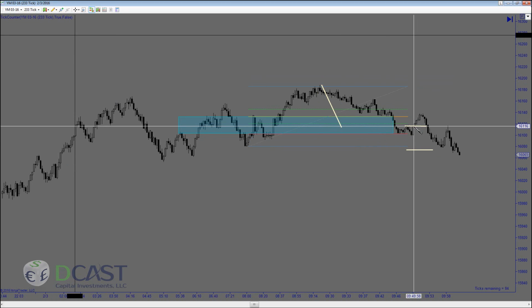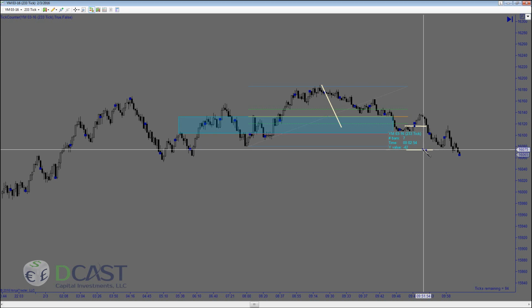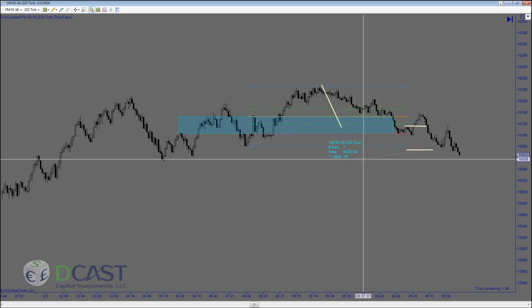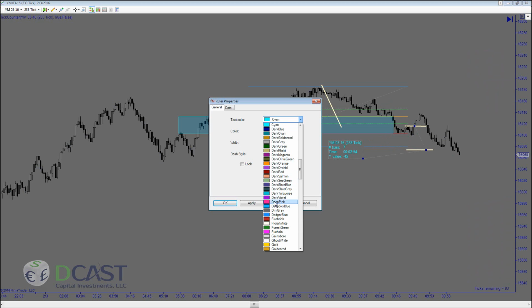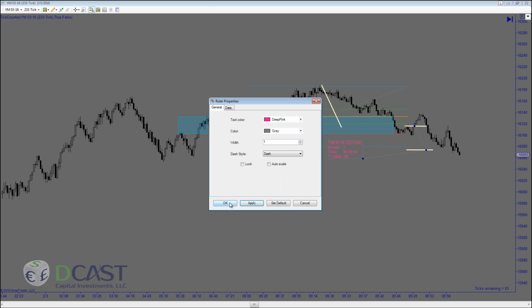Let's quantify that loss. 42 points. Ouch. Let's make it red. Not pink, red.